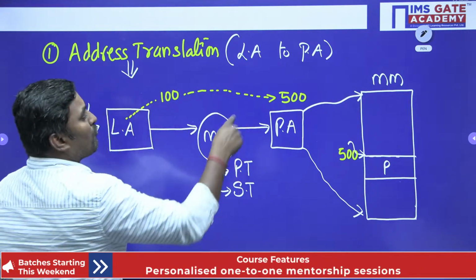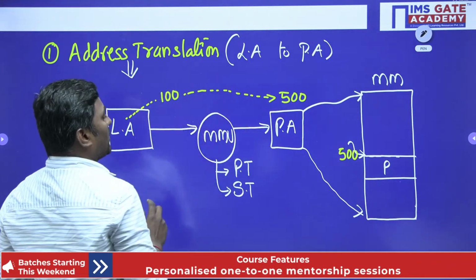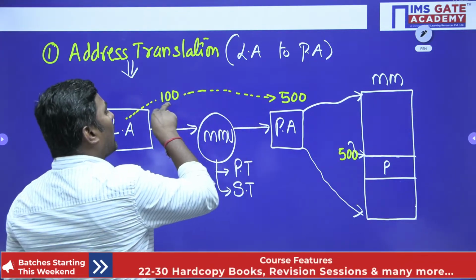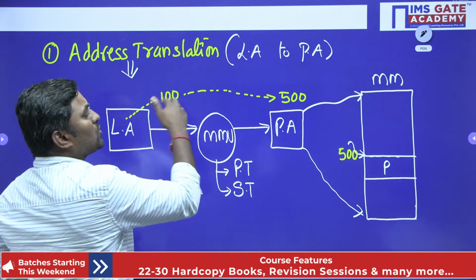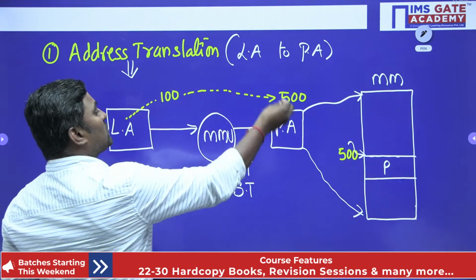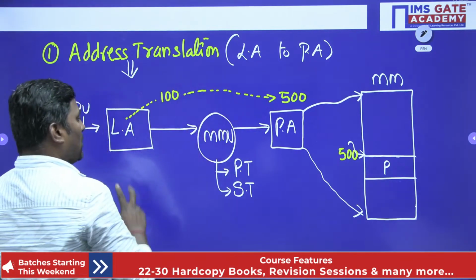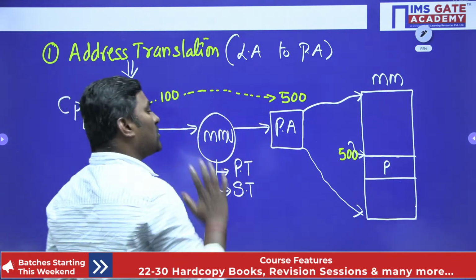Now I can say 500 is the relative address to 100. How much relative? If I add 400 to this 100, it will become 500 only. So this will be a relative address to this one. So the relative address needs to be translated to the original address.